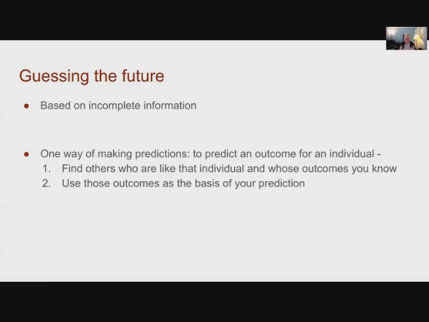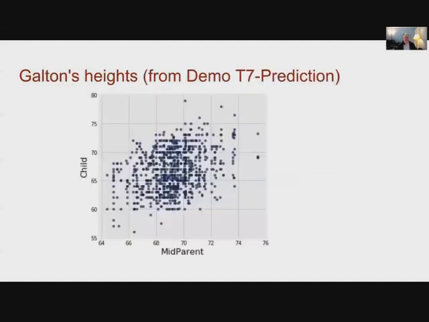And so one way, in the way we've looked at earlier in this course, of making predictions is, if we want to predict an outcome for an individual, what can we do? Well, if we don't have complete information on that individual, we can look at similar individuals where we actually know the outcome. Okay, and we can use those outcomes as a basis of our prediction. And we saw this when we looked at Galton's height data set.